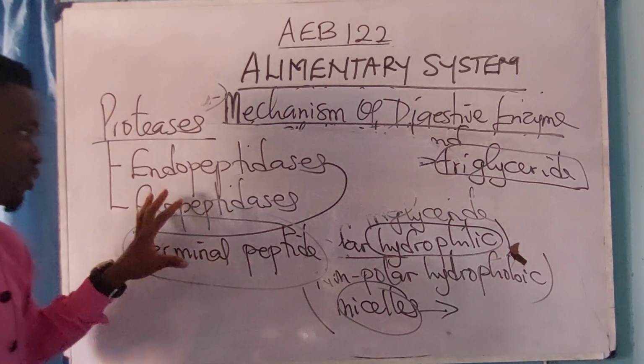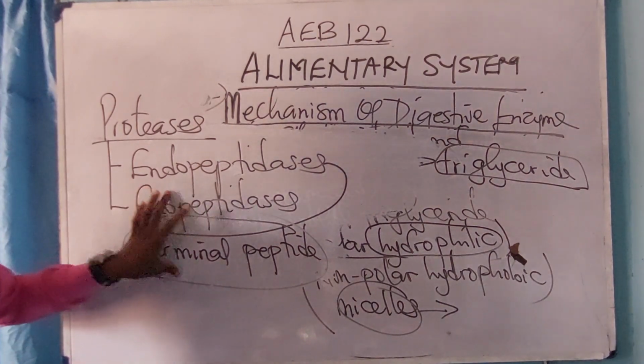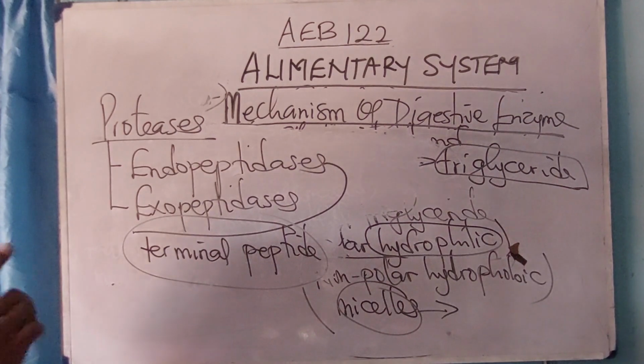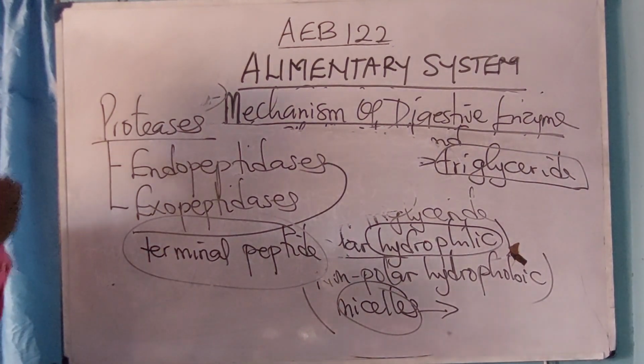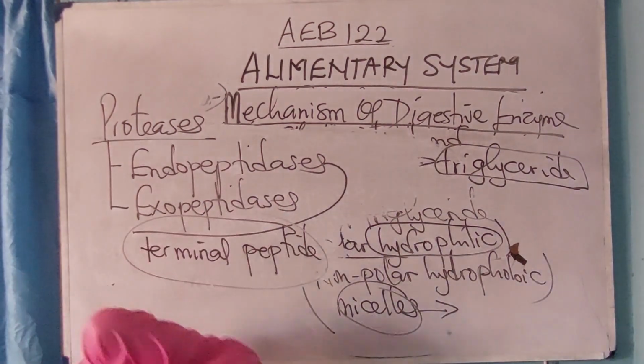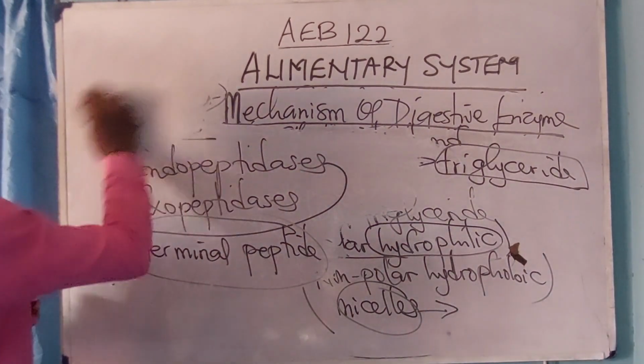Terminal peptide is to what? Exopeptidase or exopeptidases. Take note of that. Now, we now have the last one, which is called what? The carbohydrases.